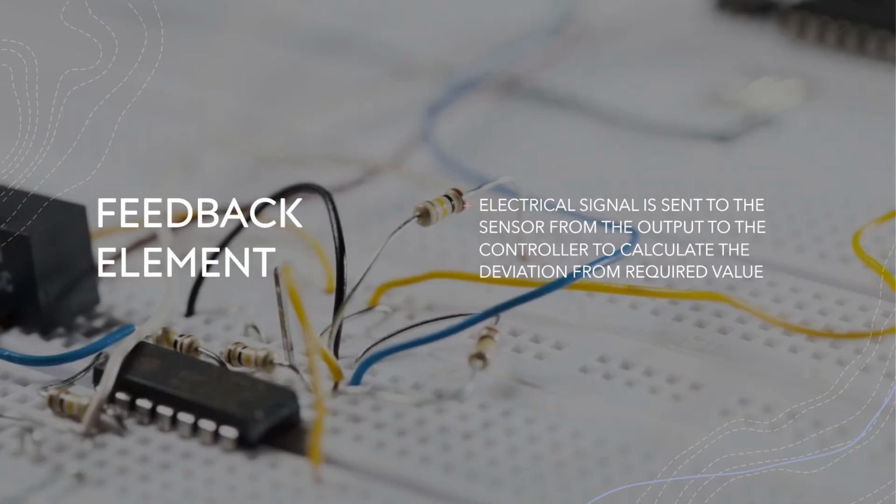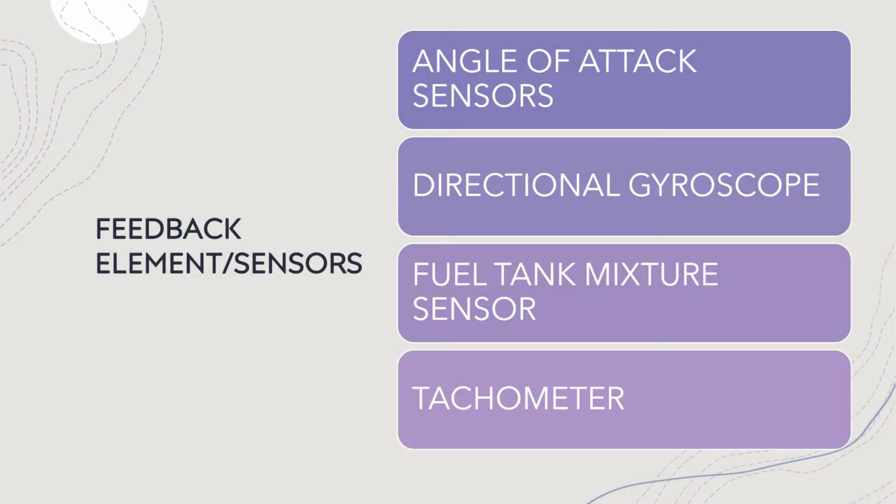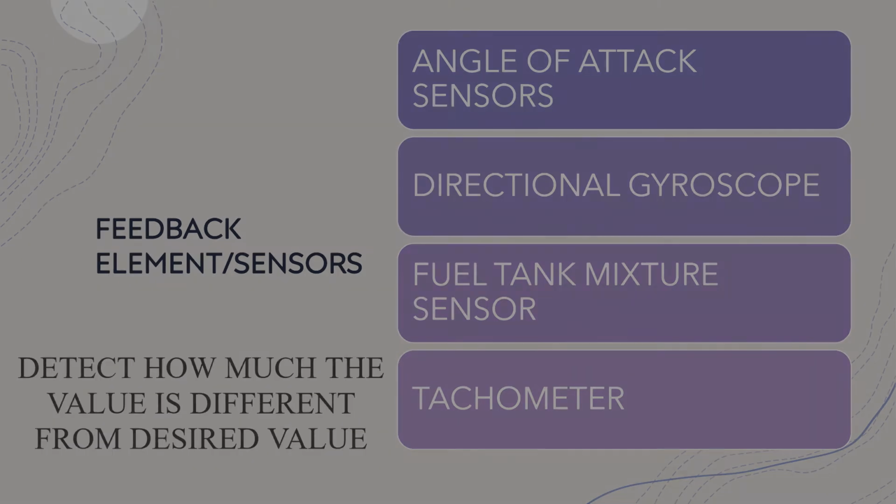Feedback element. An electrical signal is sent to the sensors from the output of the controllers to calculate the deviation from the required value. The AOA sensors, directional gyroscope, fuel tank mixture sensor, and tachometer detect how much the value is different from the desired value.